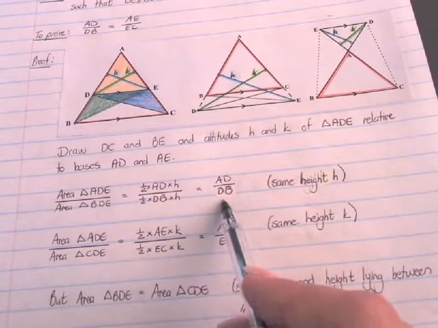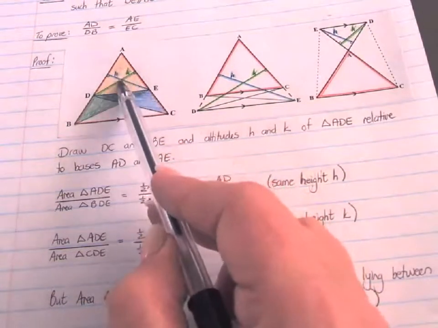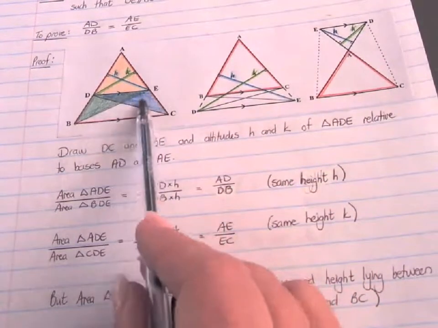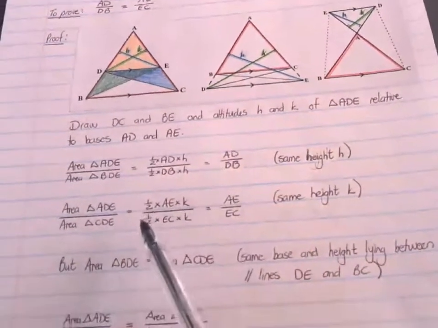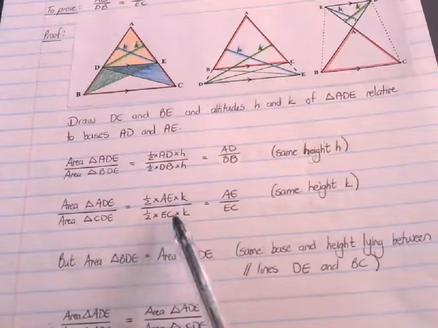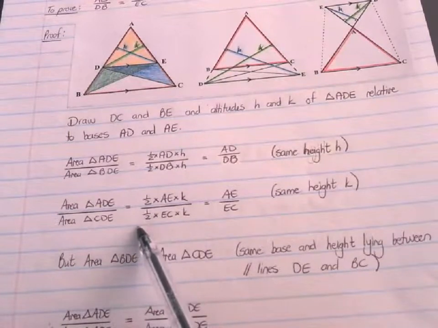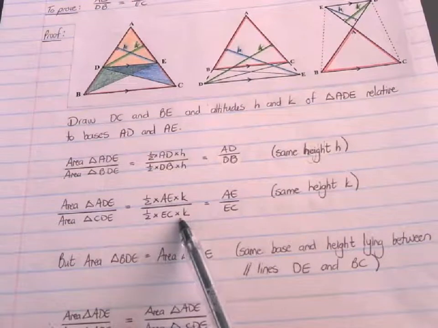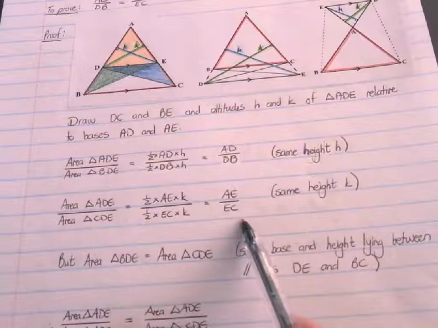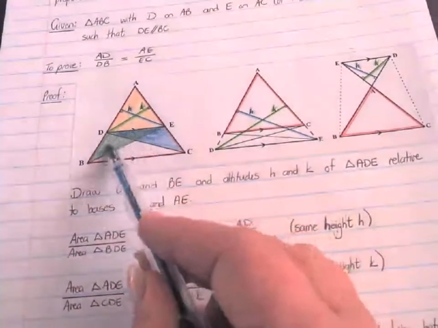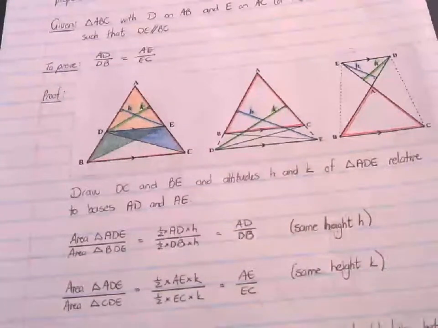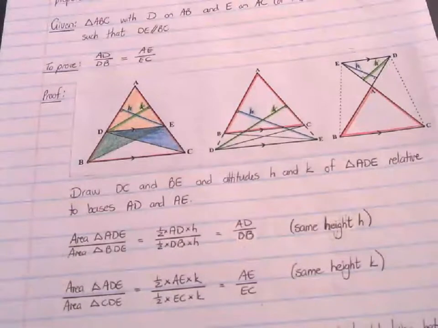If you do the same, you take the orange triangle, the area, and you divide it with the area of the blue triangle. It's also half times base times height, half times base times height. Then the halves cancel out, and the heights cancel out, and you're left with AE over EC. Now they say these two triangles' areas are the same because they lie between parallel lines.